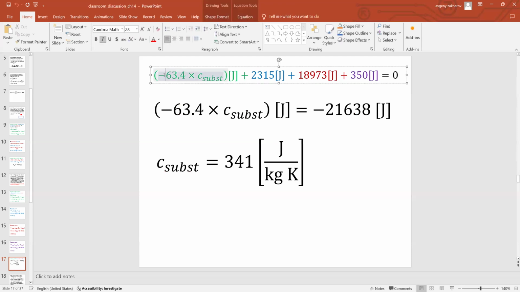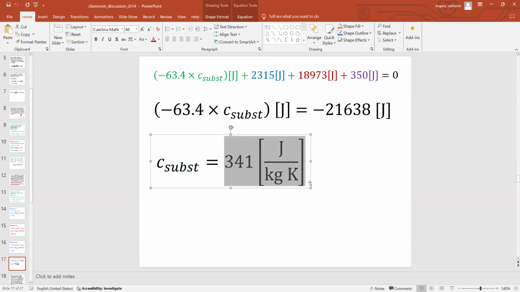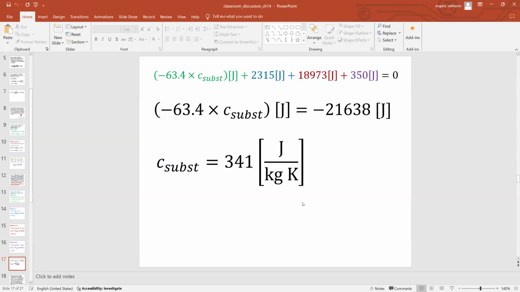And this is what's lost by the substance. And those three things, that's what's gained by the calorimeter, the water, and the glass thermometer. Overall change in energy is 0. So solve for the unknown specific heat of a substance. Boom, you have 341 units.